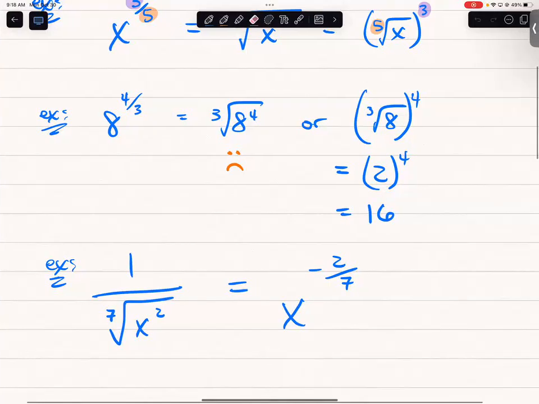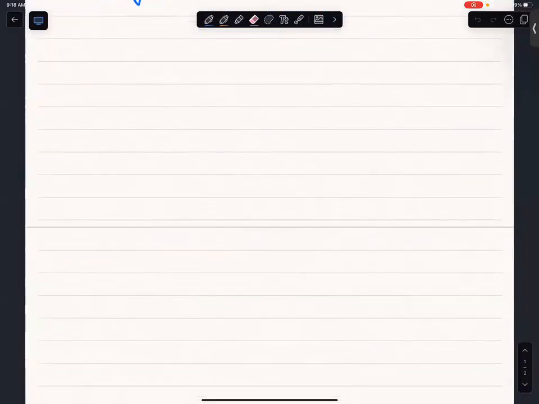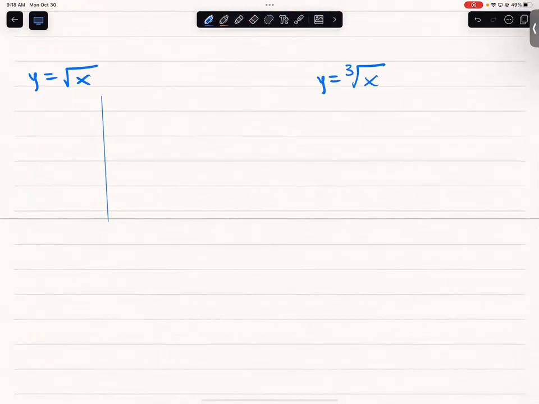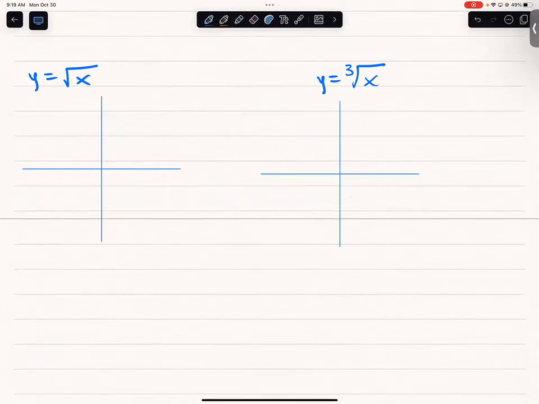Okay, so let's just remind ourselves real quick about the two of these that we do already know, which are the square root and the cube root. It's been a while, but these were two of the very first groups of functions that we looked at and did transformations with and all that stuff back in September or whatever.